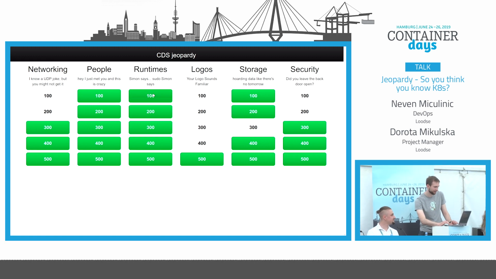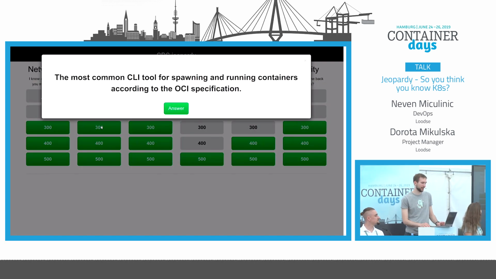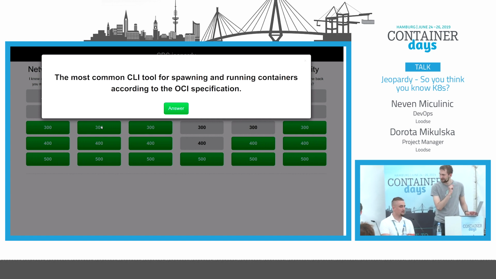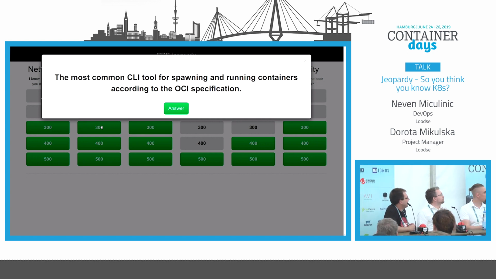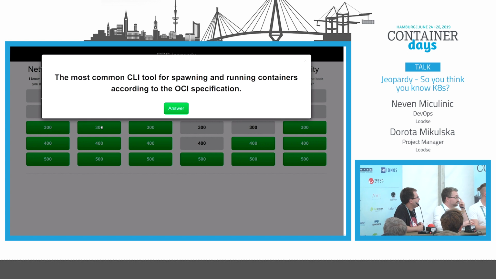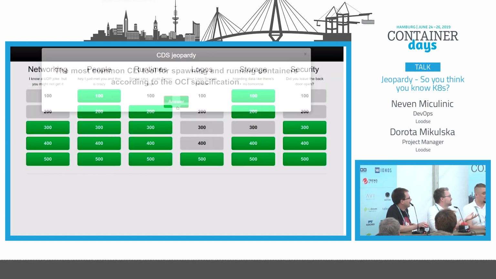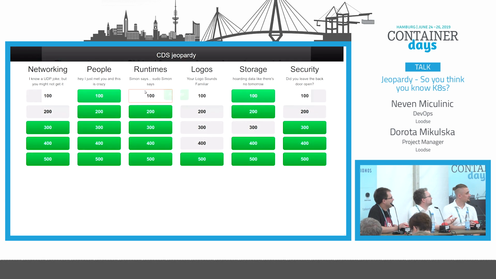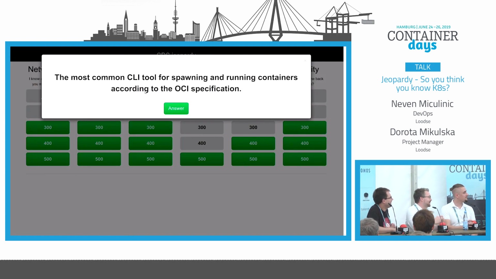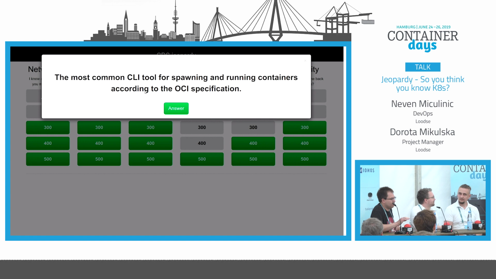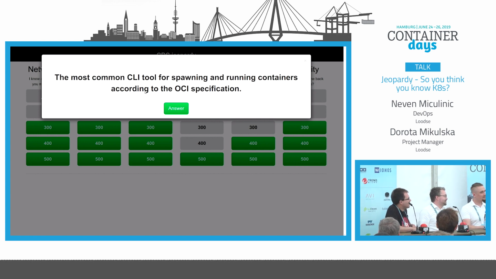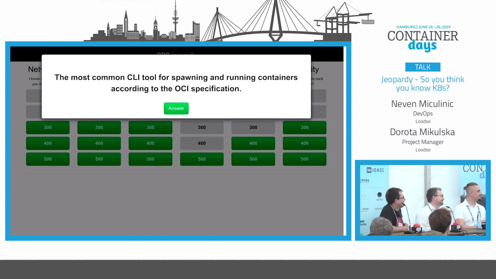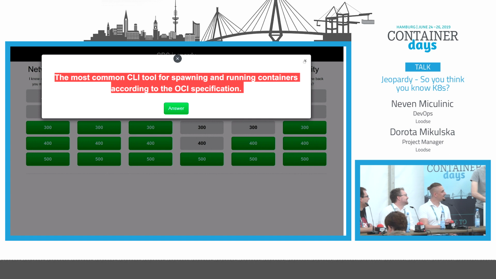Runtimes 100. The most common CLI tool for spawning and running containers, according to OCI. What is kubectl? No. The most common CLI tool. Is it just, what is Docker? No. What is runC? Yeah. Our mistake. What's the next category then?